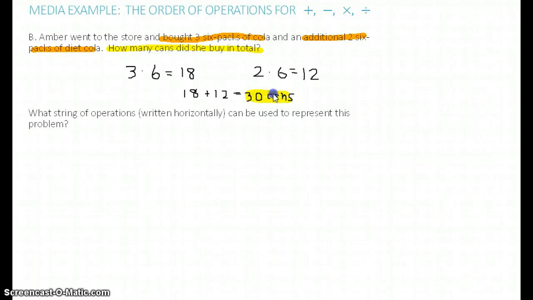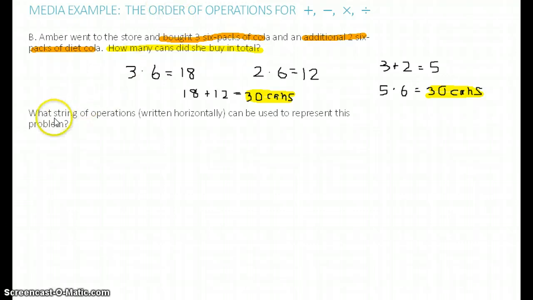Let's just look at this problem in one other way. Instead of finding the 3 6-packs and then the 2 6-packs, we could have said, well, how many 6-packs did she buy in total? She bought a total of 3 plus 2 6-packs, which is 5. And then we can take the result of 5 6-packs and multiply by 6 to find the total number of cans. So notice both of these methods of computing give us the same final result, 30 cans.